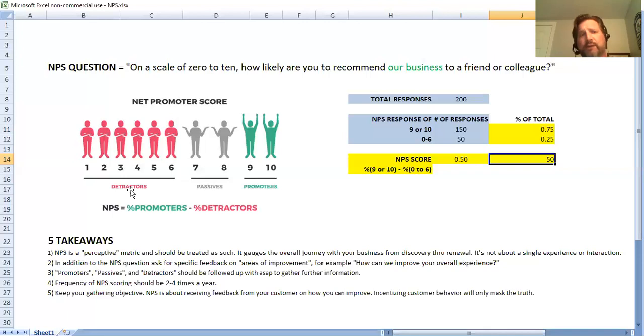And finally, which is my biggest point, you want to keep the NPS measurement objective. NPS is about receiving feedback from your customers. It's not about you. You shouldn't incentivize behavior, like giving people a gift card to fill out a survey. It's only going to mask the truth. And that's what NPS is all about: figuring out not only who your best customers are, who's going to be your advocate, but also how you can improve the business to serve them better.